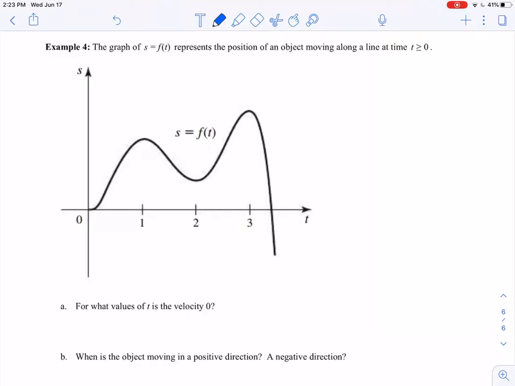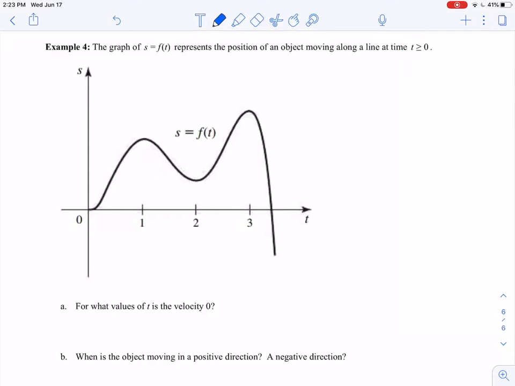So here I have the graph of a position function, s equals f of t, moving along a line at time greater than 0. So we're really only concerned about positive time here.